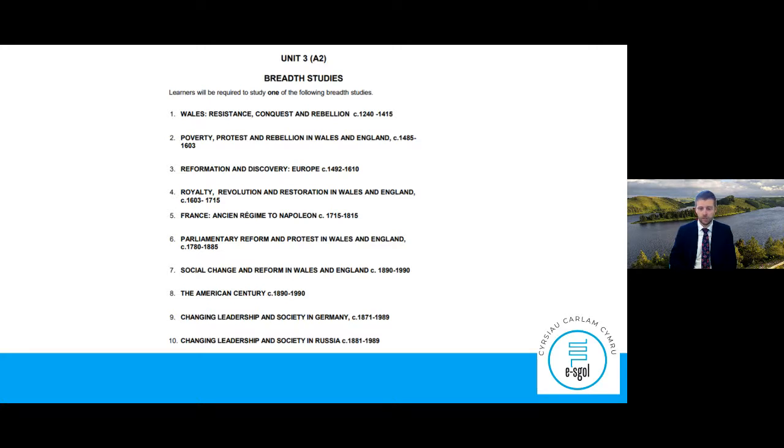So that could be Wales: Resistance, Conquest and Rebellion. Could be Poverty, Protest and Rebellion in Wales and England. It could be Reformation and Discovery in Europe, 1492 to 1610. It could be Royalty, Revolution and Restoration in Wales and England. It could be the Ancien Régime to Napoleon in France. Could be Parliamentary Reform and Protest in Wales and England. Could be Social Change and Reform in Wales and England, 1819 to 1990, one of those modern ones. Similarly the American Century, 1890 to 1990, very modern. Or it could be Changing Leadership and Society in Germany, or Changing Leadership and Society in Russia. One of those is what you'll be studying.